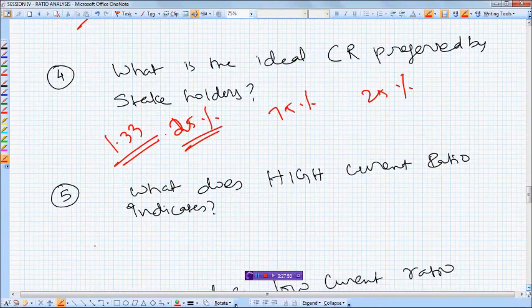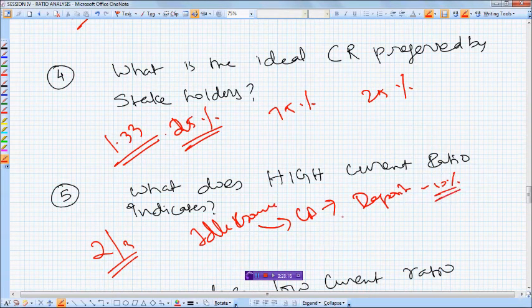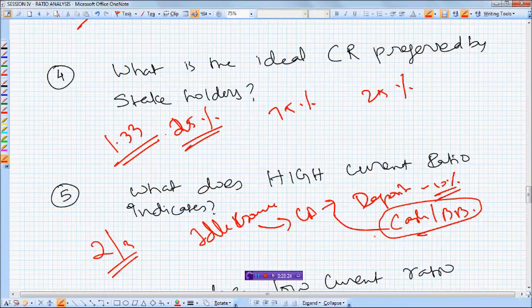Say if you have a current ratio like 2 or 3, then it indicates you have idle resources. Probably your current assets might be in the form of deposits. If it is deposits, it will earn some 10% return, say. But if you have all your funds locked up in current assets in the form of cash or bank balance, then it indicates you are not utilizing your resources properly.